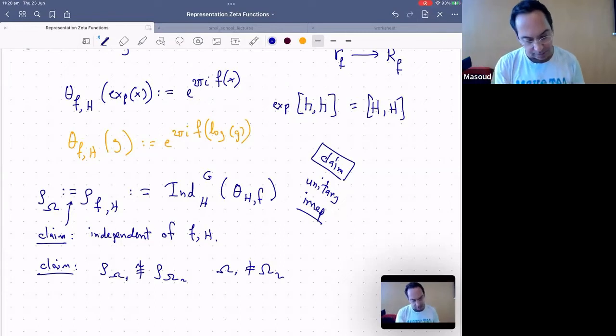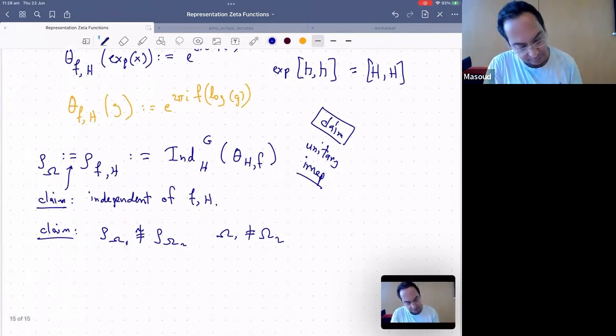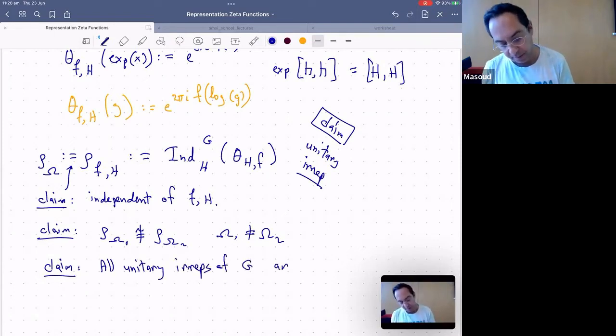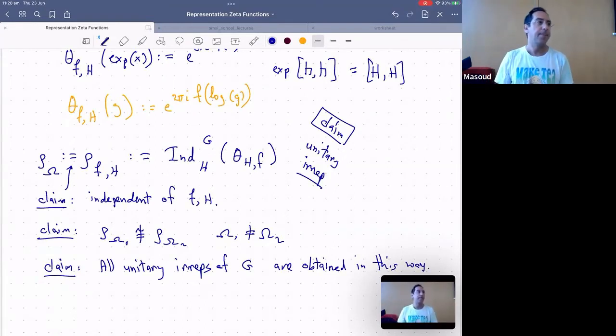All right, and so these are disjoint, and the last claim is that all unitary irreducible representations of G are obtained in this way. Okay, that's the Kirillov orbit method. It gives you a prescription to find all the irreducible representations of a nilpotent group. It doesn't mean that you can really do it in practice always, but it gives you a linear way.